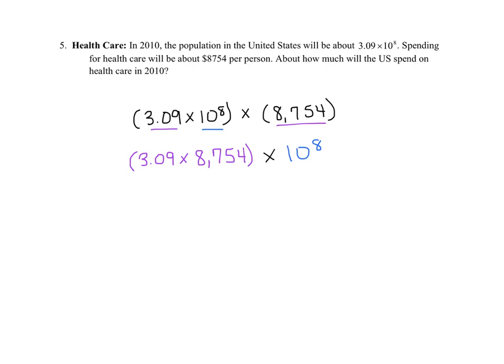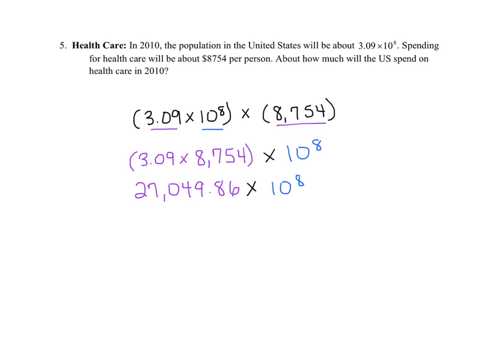Okay, our next step, we're going to multiply 3.09 times 8,754, and that's going to give us 27,049.86. And now we're going to times that by scientific notation, which is 10 to the 8th.